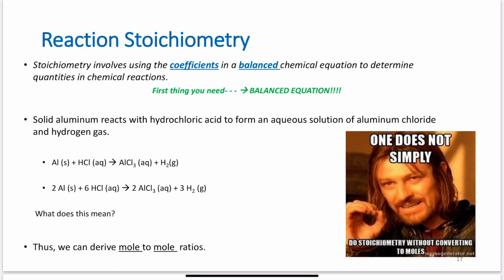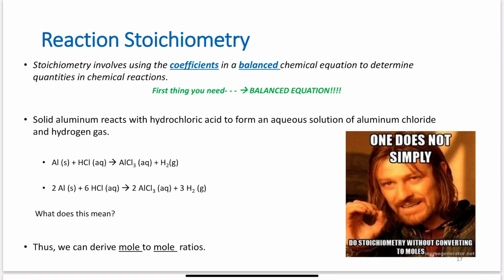A large part of what you're going to do in our class is stoichiometry, okay? Reaction stoichiometry. It's a way for us to tell how much of something will be produced, how much of something will be reacted based on the balanced reaction that we have. So, stoichiometry involves using the coefficients, that's why we have to balance it, coefficients in a balanced chemical equation to determine the quantities in chemical reactions. The absolute first thing you need is that balanced equation. You cannot do stoichiometry without the balanced equation.